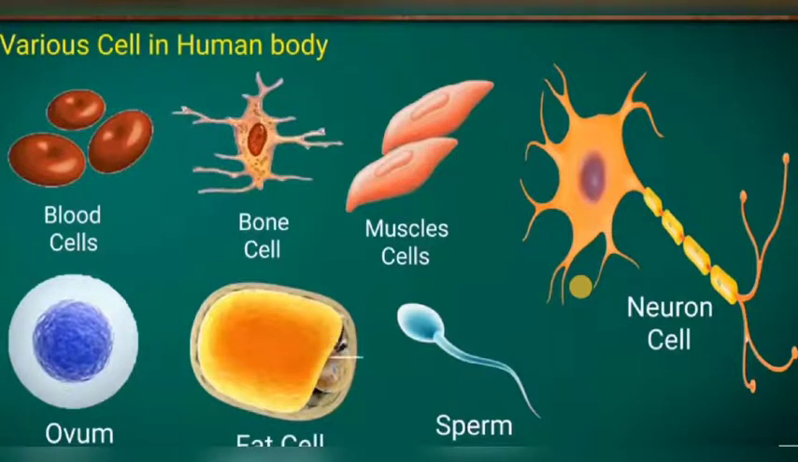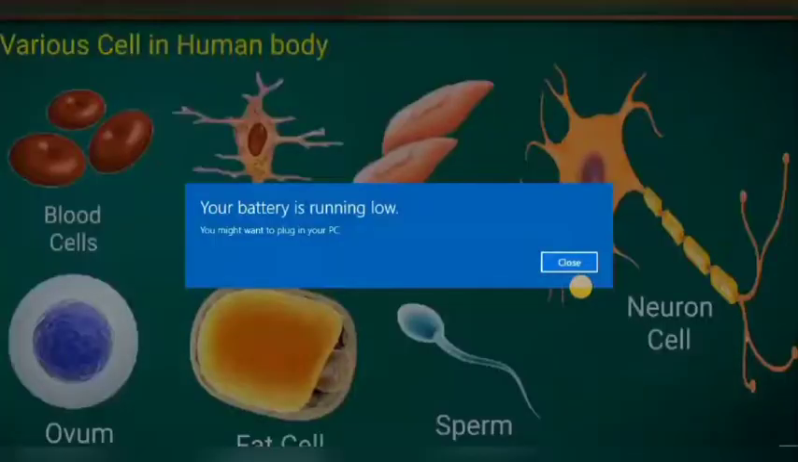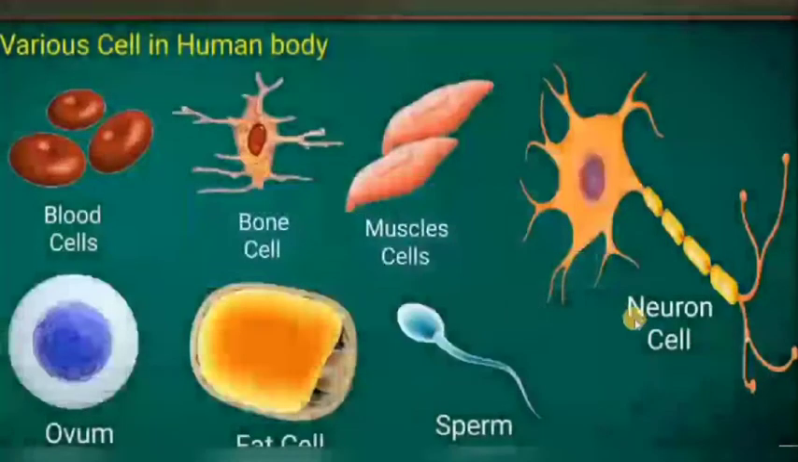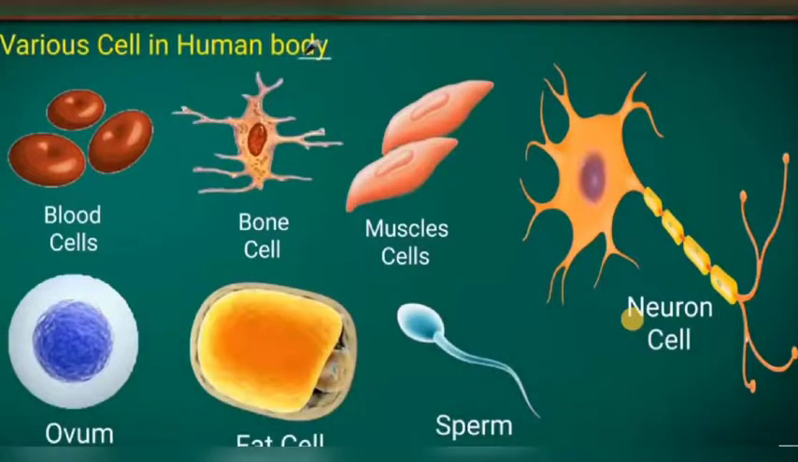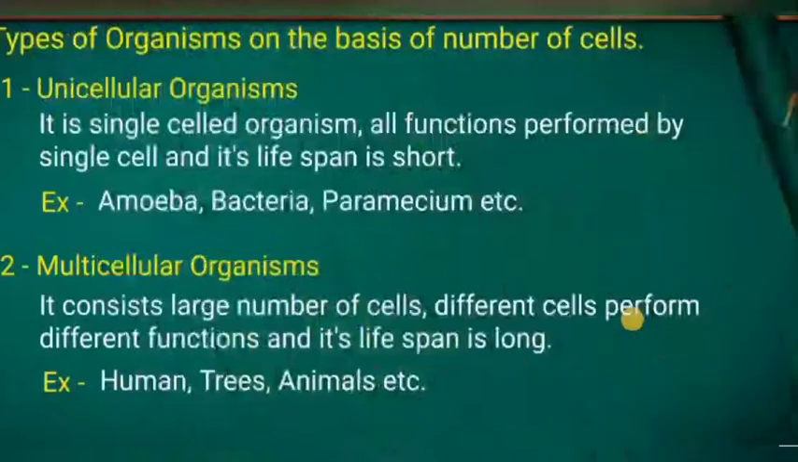Ovum, which is part of the female reproductive system. The next one is a fat cell, which is present in our fat. The next one is sperm. Sperm is the male reproductive cell. And the last one is the neuron cell, which is responsible for the nervous system and helps to transfer messages from the body parts to the brain.